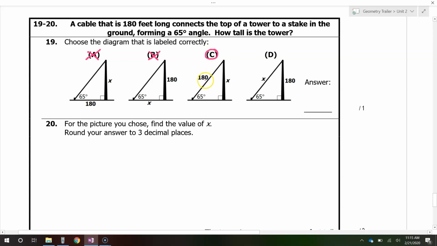This is the only one that has the cable in the right spot. Okay, and how tall is the tower? And so X is in the right spot, being the height of the tower. So this is the picture that we shall use. Now what? For the picture you choose, find the value of X.